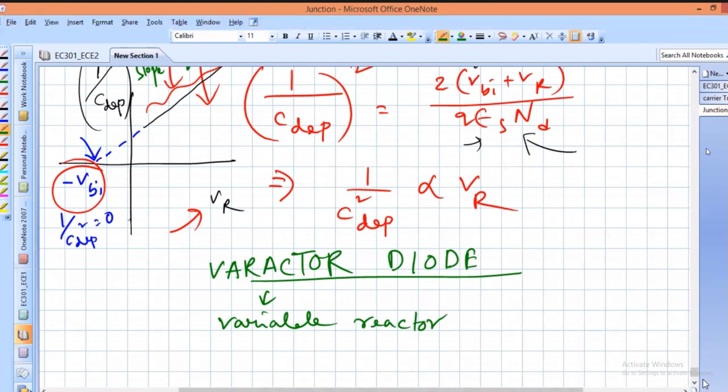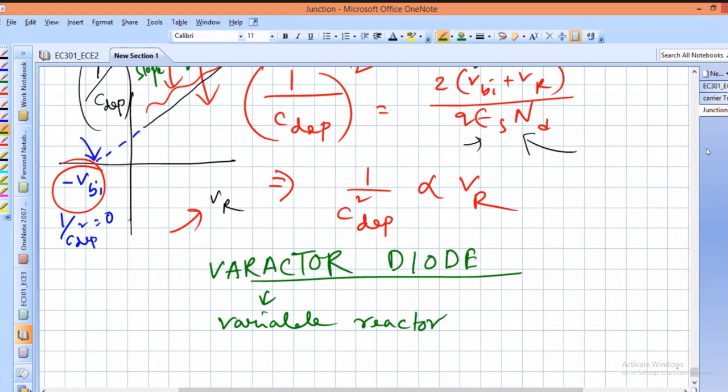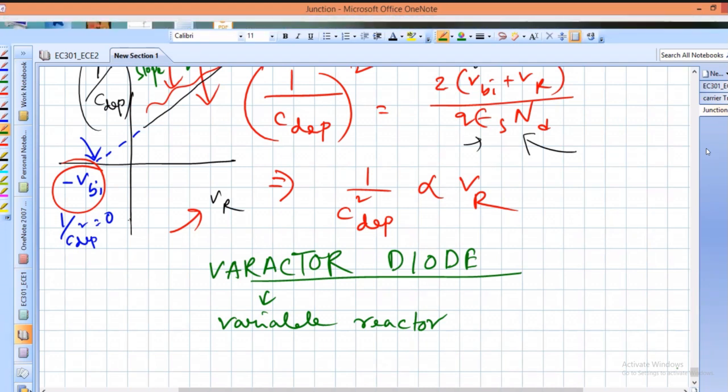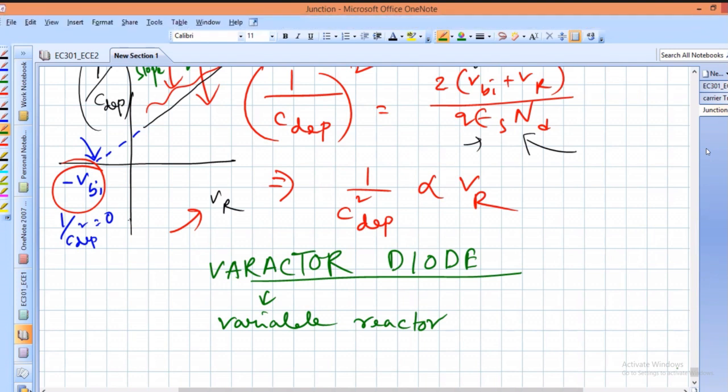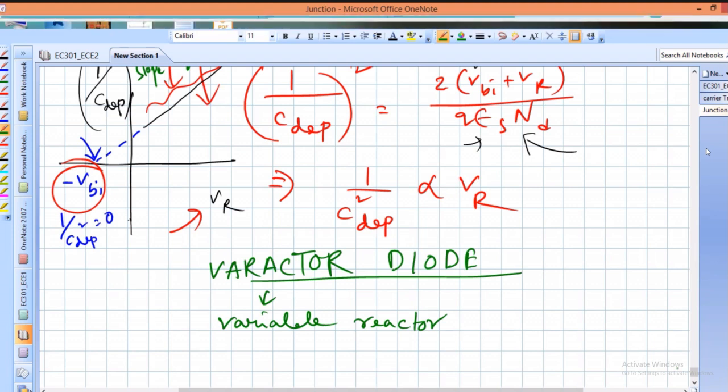So this is the application of varactor. Now your question may be, ma'am, why will we not utilize discrete capacitors? Discrete capacitors are bulky for a very large value of capacitance. And here in the case of varactor, by considering just one diode, the size is very small, and we can vary the capacitance offered by the diode. That's why varactor diodes are adopted.